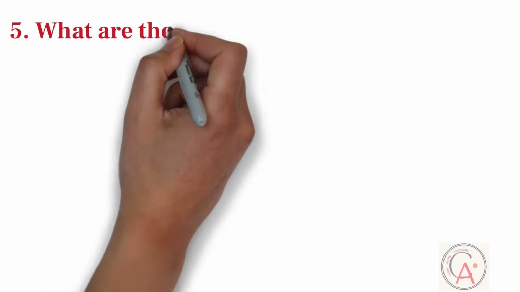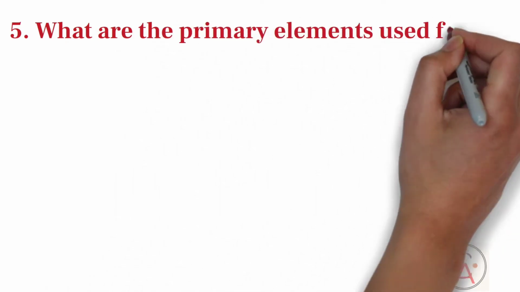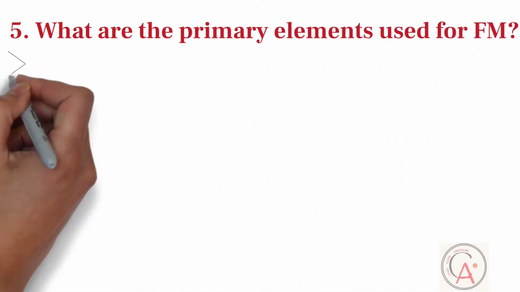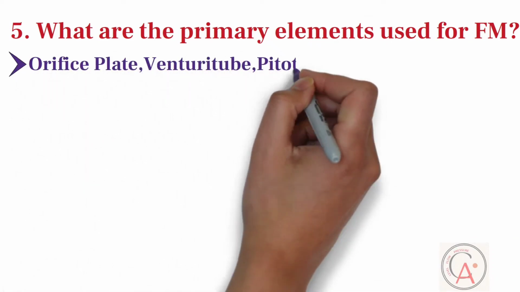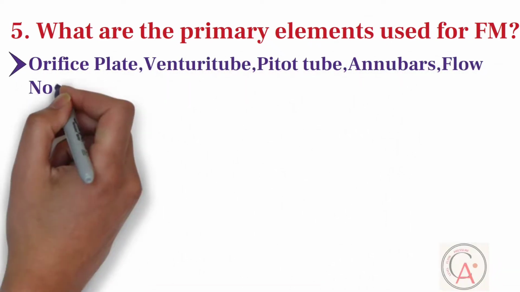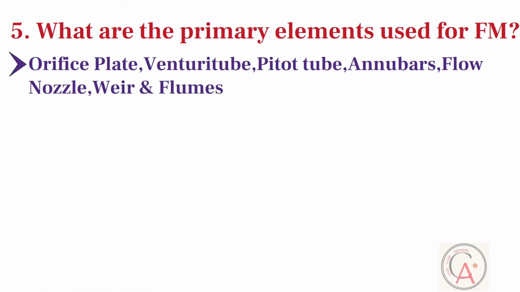Fifth question is, what are the primary elements used for flow measurement? The primary elements used for flow measurement are orifice plate, Venturi tube, pitot tube, annubars, flow nozzle, weir and flumes.